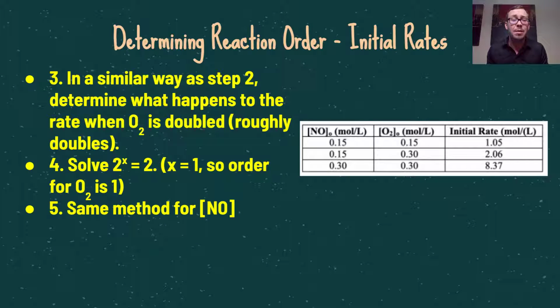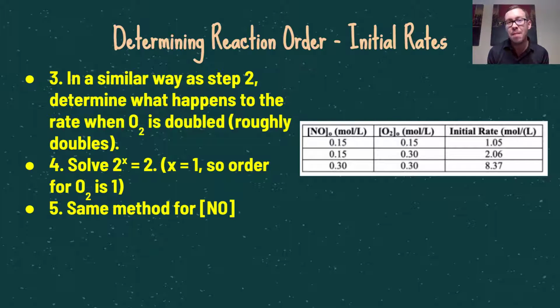Now, in a similar way as step number 2, I'm going to determine what happens to the rate when O2 is doubled. So it roughly doubles. The rate also roughly doubles. So what I do is I plug that into this equation. I utilize those doubles. I think about them as 2. I solve 2 to what power is equal to 2. And whatever that power is, that is going to be your order for that particular reactant. So 2 to the first power is 2, so the order for O2 is 1.